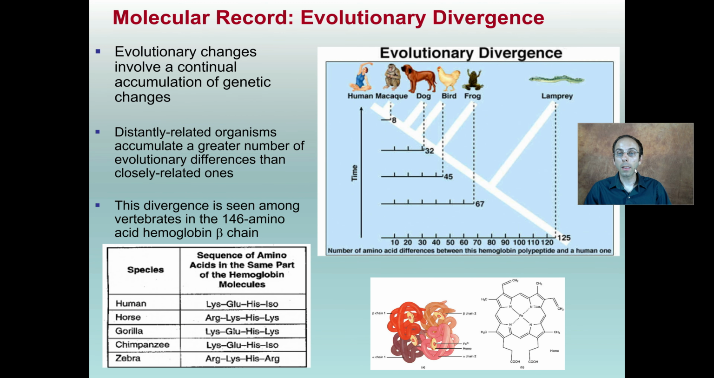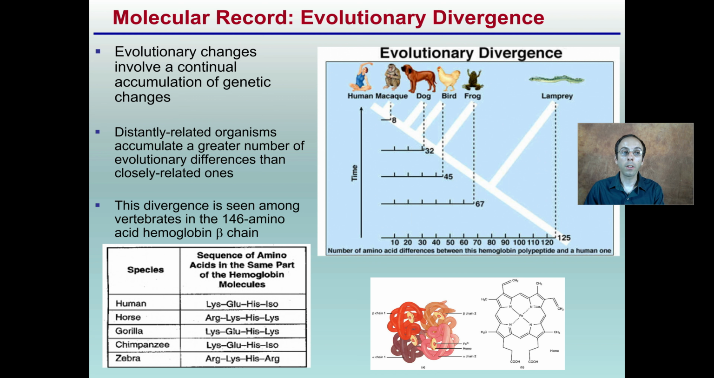Now we look at specifically these molecular records and this kind of divergence that is occurring. We can look at degrees of divergence, or how dissimilar two species may be. Evolutionary changes involve the continual accumulation of genetic changes. Distantly related organisms accumulate a greater number of evolutionary differences than closely related ones. This divergence is seen among vertebrates in the 146 amino acid hemoglobin beta chain.